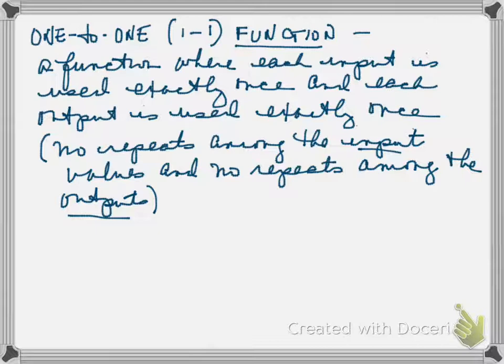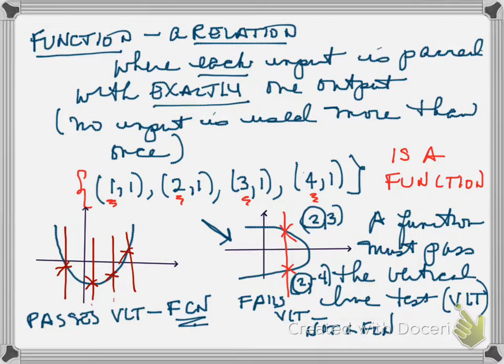If you go back to my previous example when we were talking about a function, this one here, where I have the ordered pairs all with 1 in the y value position, we agreed that this was a function, but this is not one-to-one. And the reason it's not one-to-one is because when you look at the y values, every single one of them is the same. So very clearly we have repeats among the y values.